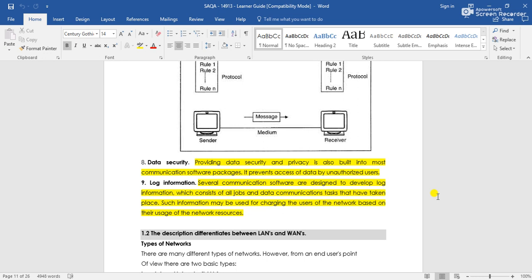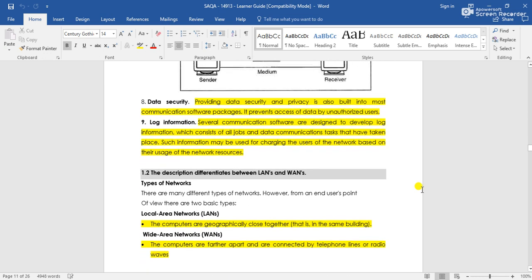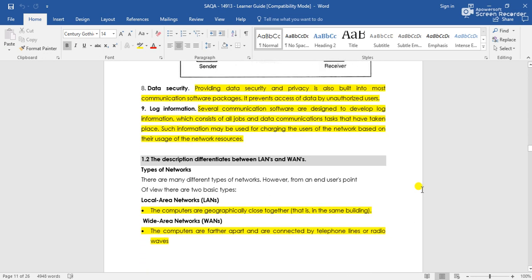Log information. Several communication software are designed to develop log information, which consists of all jobs and data communication tasks that have taken place. Such information may be used for charging the users of the network based on their usage of the network resources. So our second outcome, differentiate between a LAN and a WAN.